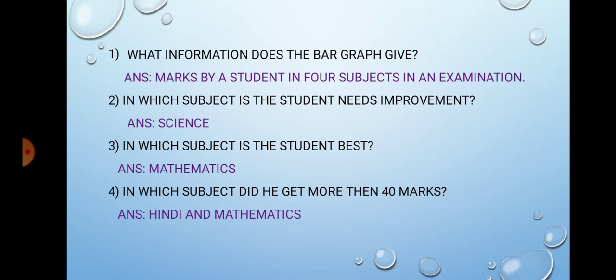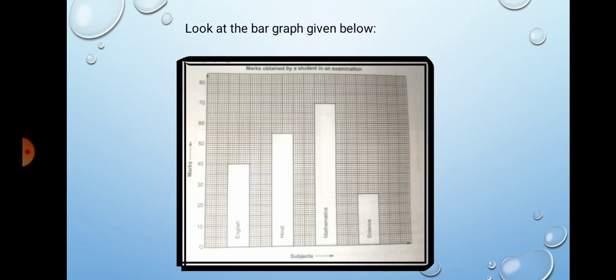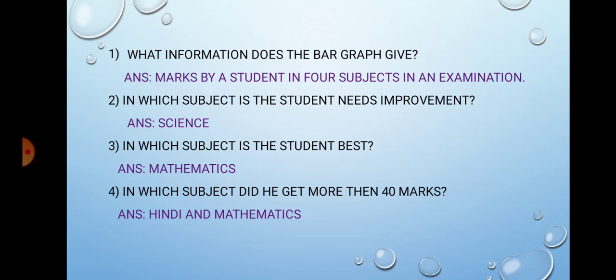In which subjects did he get more than 40 marks? Science is 25, so obviously it is not there. More than 40 is Hindi, English and mathematics. Yes, more than 40. So Hindi and mathematics, because in English he got exactly 40. So he got more than 40 in 2 subjects, that is Hindi and mathematics. Next we will see one more example.